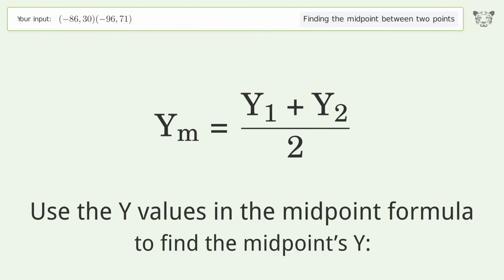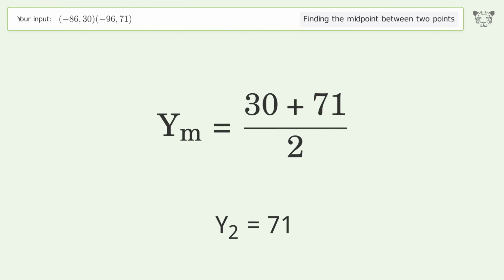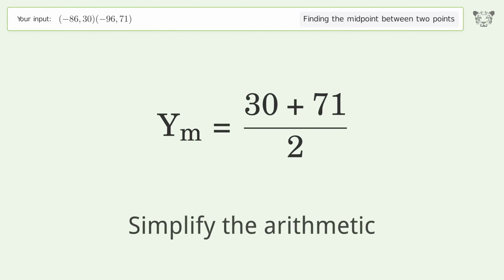Use the y values in the midpoint formula to find the midpoint's y. y1 equals 30. y2 equals 71. Simplify the arithmetic.